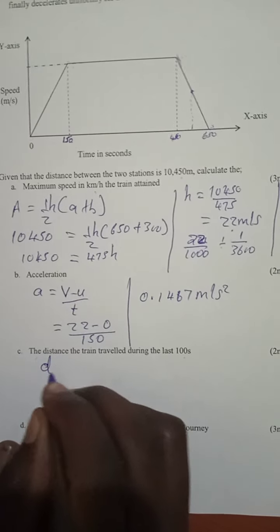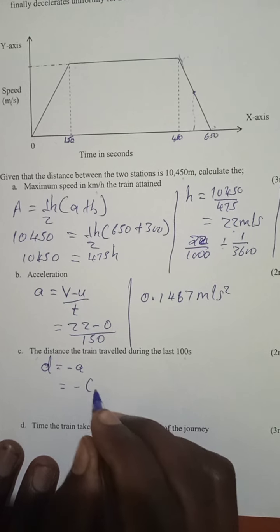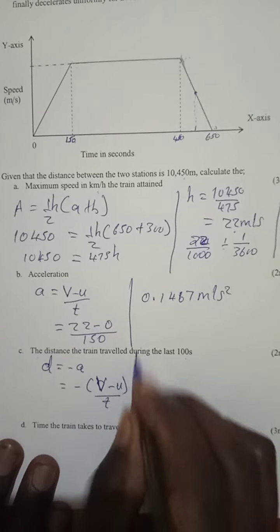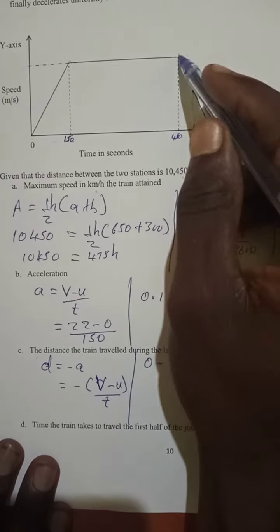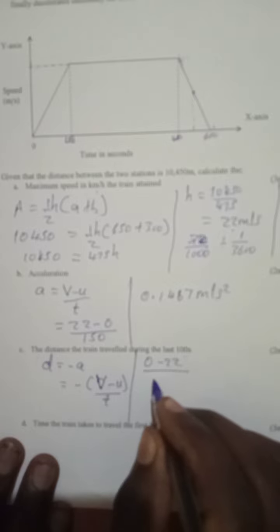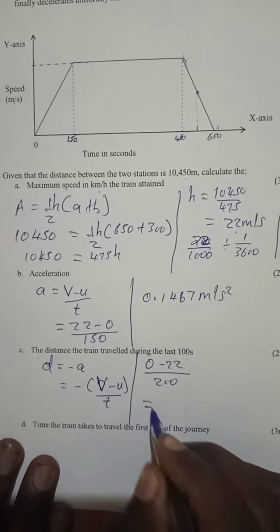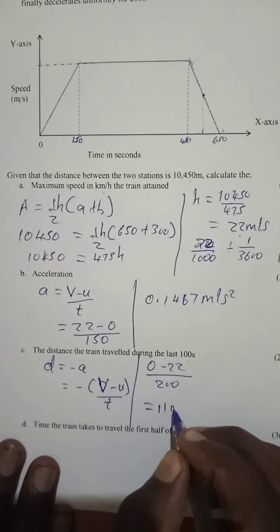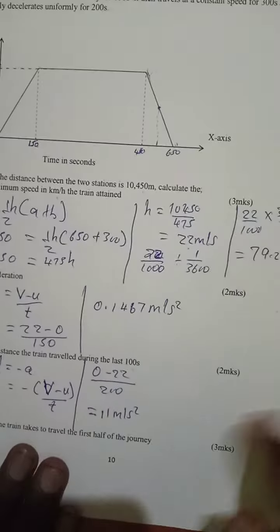Therefore, deceleration is the negative of acceleration, which is the negative of the final velocity, which is 0, minus the initial velocity over time taken. So 0 minus 22, divided by the time taken, which from this point to this point is 200 seconds. That leaves us with an answer of 11, so 11 meters per square second. Remember, it is negative acceleration, so that's why you have not included the negative.